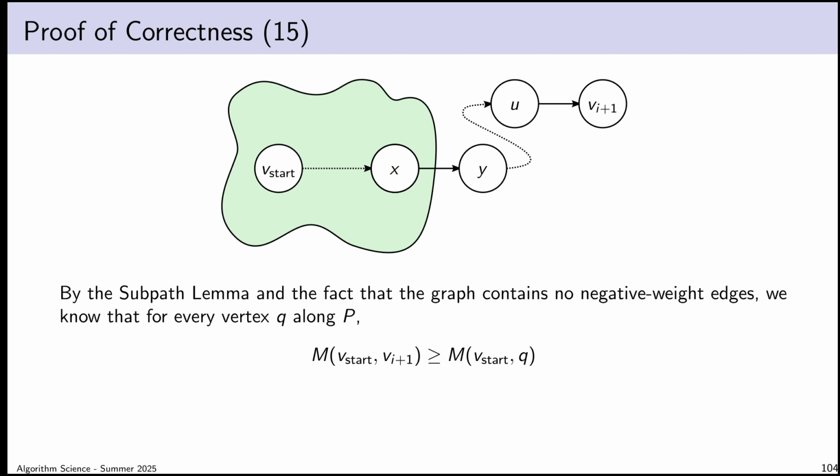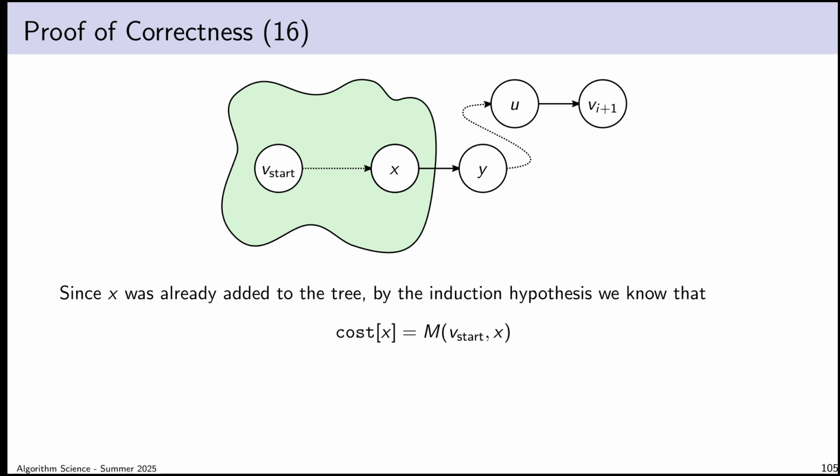So we can actually generalize that to every other vertex on the way. The minimum cost to any vertex Q, so these are all various choices of Q, even this is a choice of Q, even this is a choice of Q. For all the vertices Q along path P, the minimum cost of travel to vertex Q must be less than or equal to the minimum cost of travel to vertex vi plus 1. Okay, that's one observation. That's just the subpath lemma doing some of our work for us.